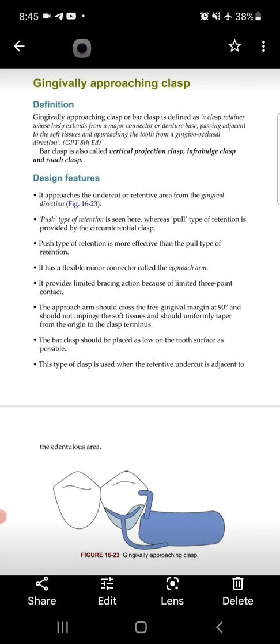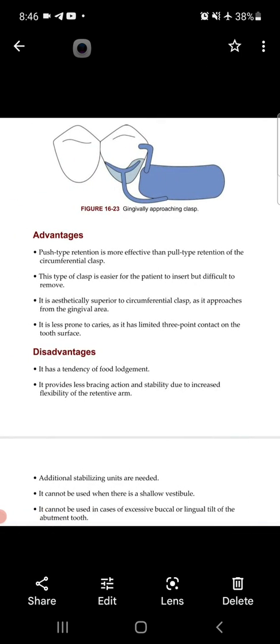This type of clasp is used when the retentive undercut is adjacent to the edentulous area, meaning near to the edentulous area. If there is an undercut present on the tooth adjacent to the edentulous area, we use the gingivally approaching clasp.